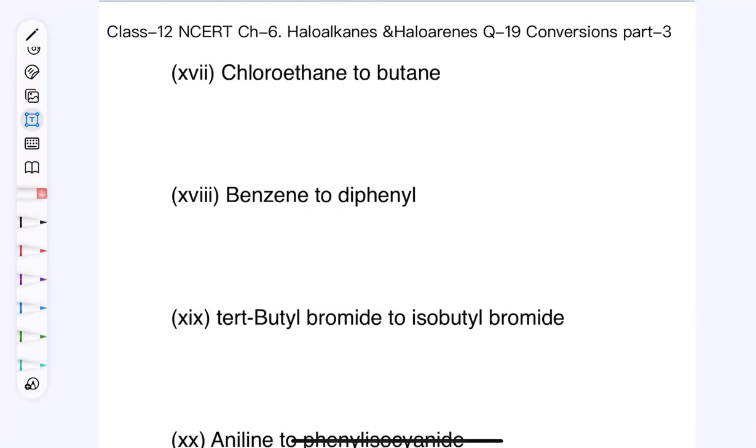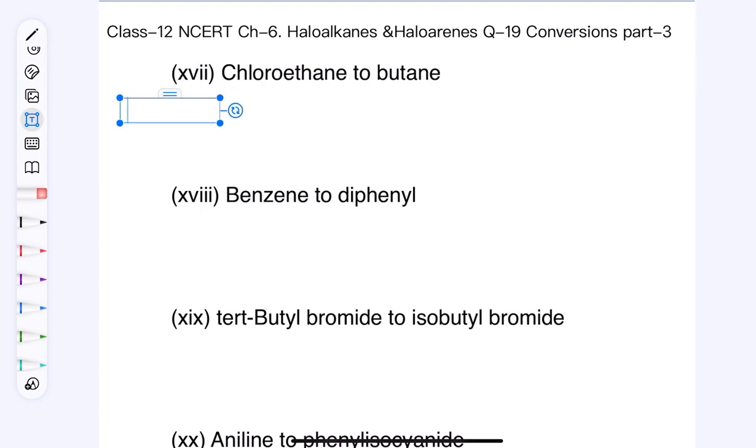Okay students, let us continue our conversions part 3, because earlier for this question number 19 we have seen two parts. For further conversions, let us continue. You are having this as the 17th conversion, chlorobutane to butane. Fine. So let us see that.